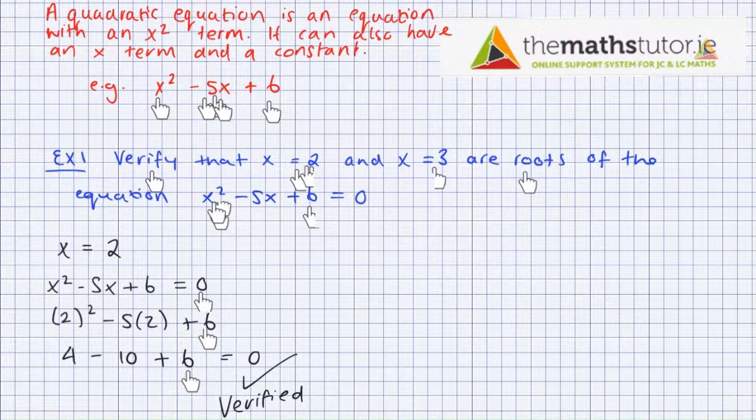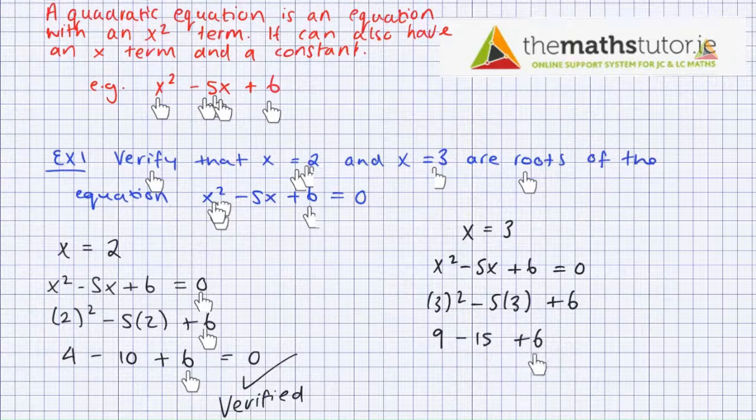Now we need to check x equals 3. For x equals 3, we're going to do the same thing again. So it's x squared minus 5x plus 6 equals 0. Anytime we see x, we're going to plug in 3. So it's going to be 3 squared minus 5 by 3 plus 6. And we're going to see, does it equal 0? 3 squared is 9. Minus 5 by 3 is minus 15 plus 6. You can put this into the calculator or do it in your head. 9 take away 15 is minus 6. Minus 6 plus 6, it does equal 0. So that's now verified as well. So you've just proved that x is equal to 2 and x is equal to 3. They're both roots of the equation.